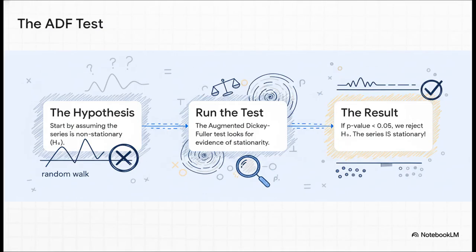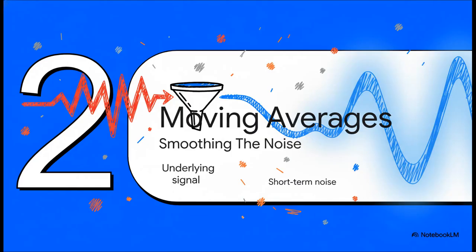So, how do we prove it mathematically? We use this thing called the augmented Dickey-Fuller test. Now, don't let the complicated name fool you. It's basically just a randomness detector. We start by assuming our data is random, and we challenge the test to prove us wrong. If it spits out a low score, what we call a p-value below 0.05, then congratulations, our data isn't random. It's predictable. All right, we found a predictable series. That is a massive first step.